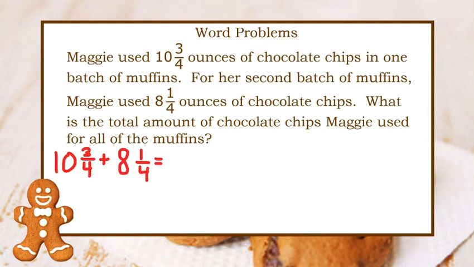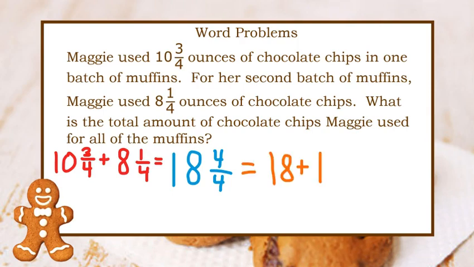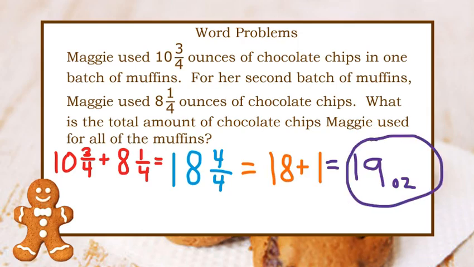3/4 plus 1/4 is 4/4. And 10 plus 8 is 18. That gives me 18 4/4. But 4/4 is just one whole, so that's 18 plus 1, which is 19. So our answer is 19 ounces.